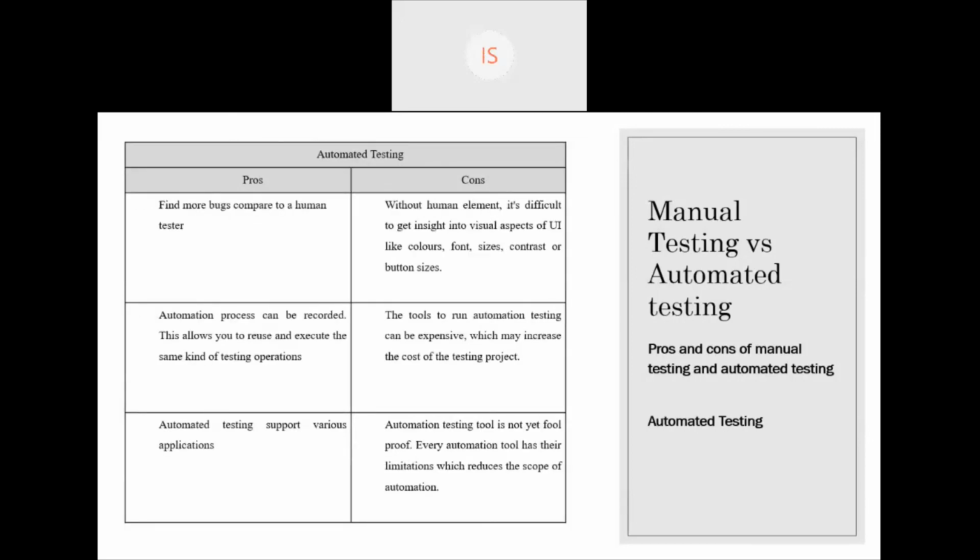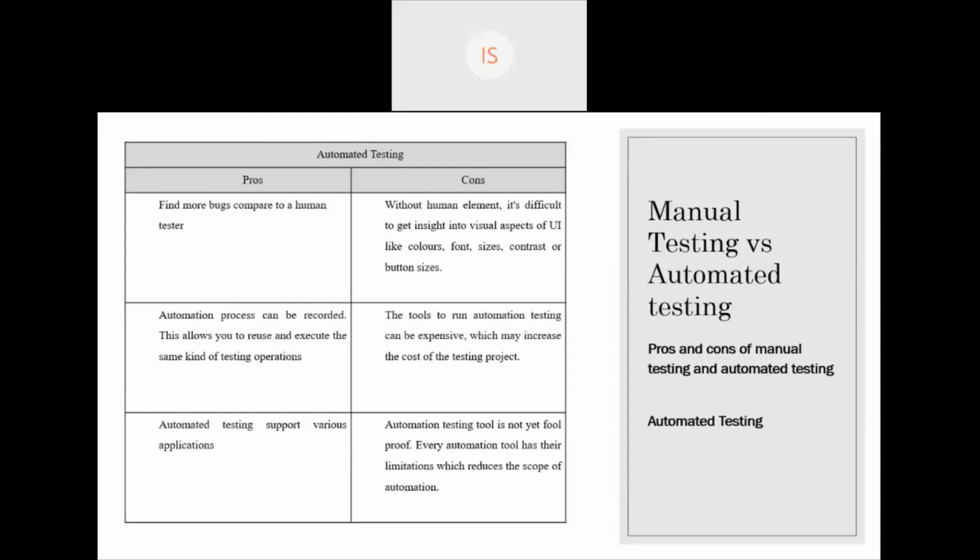And then next is the automated testing. There are three pros. The first is it finds more bugs compared to a human tester. And then the second is the automation process can be recorded. This allows you to reuse and execute some kind of testing operation. And then the third is automated testing supports your application.